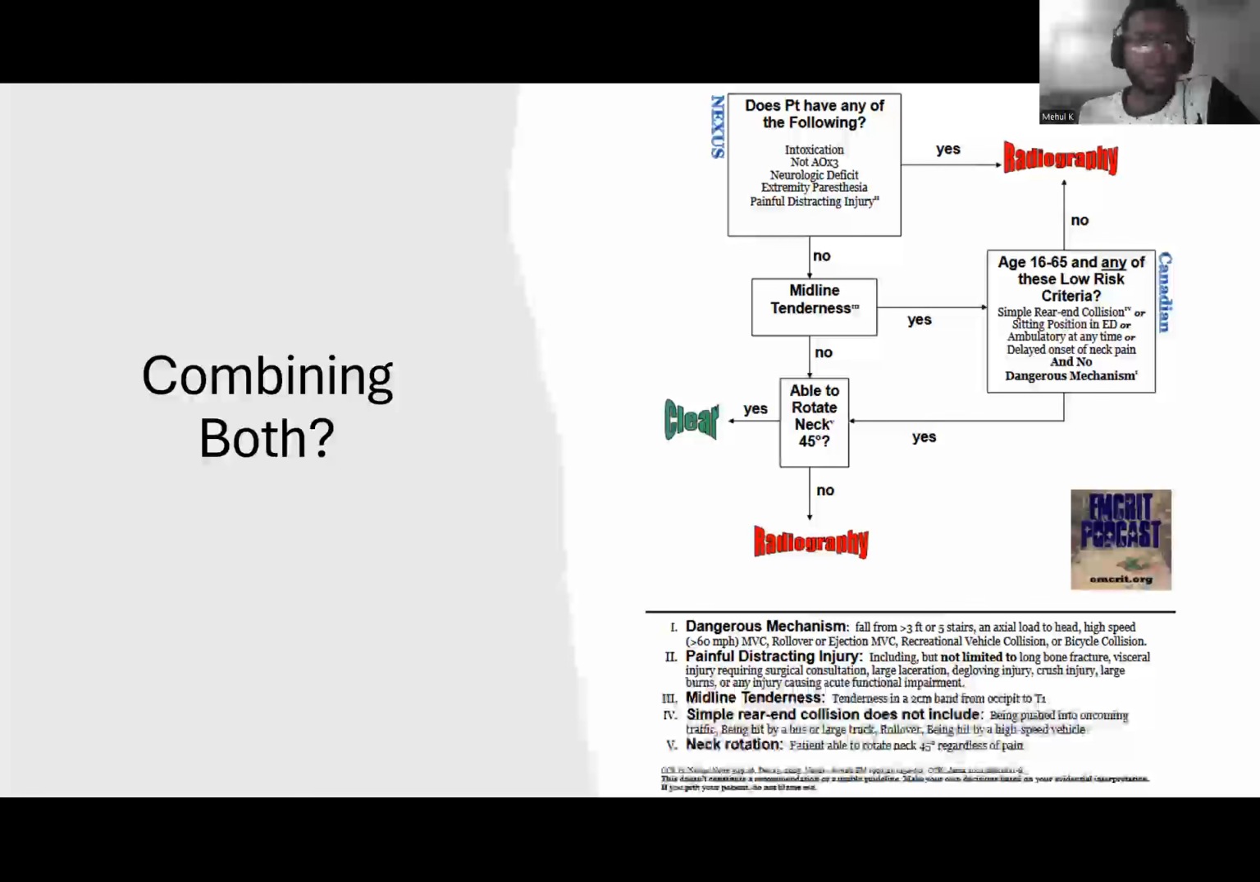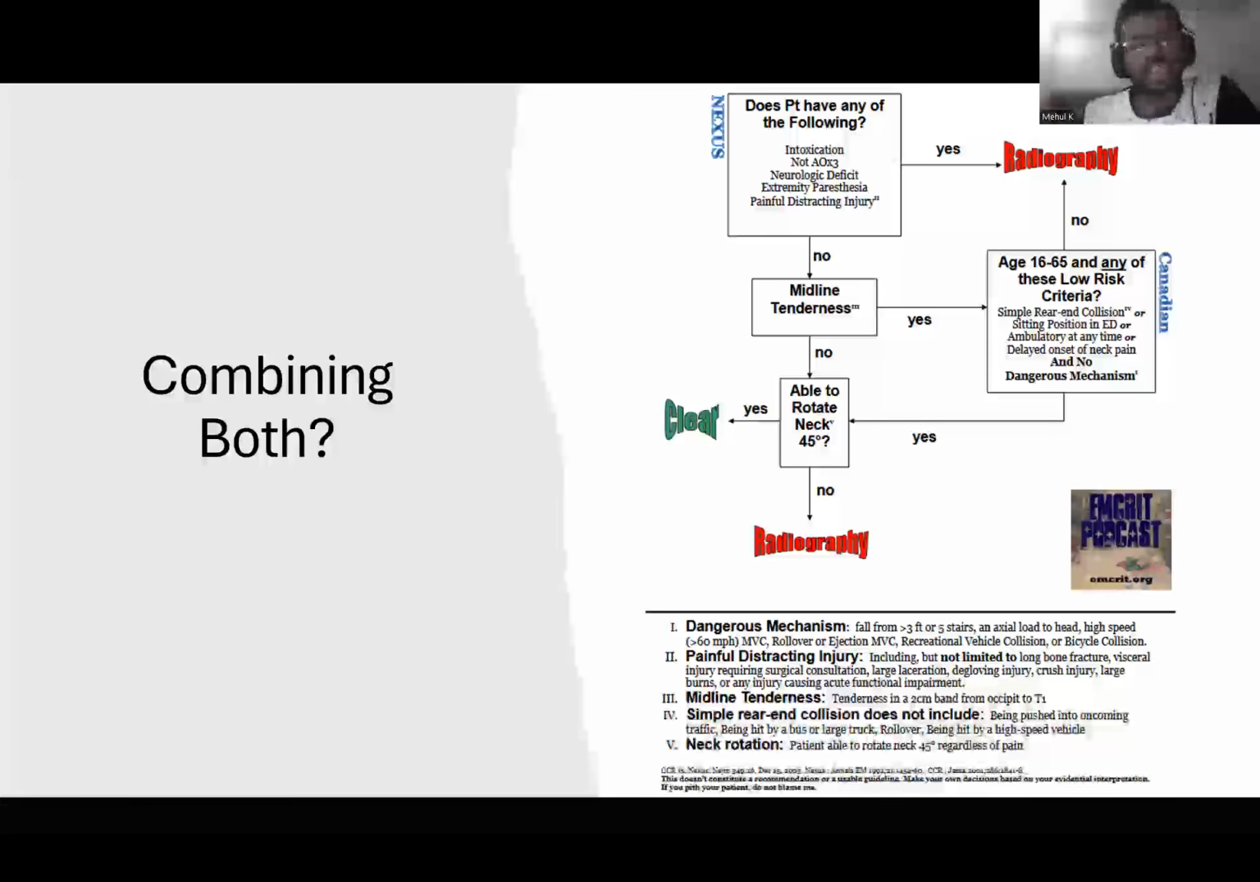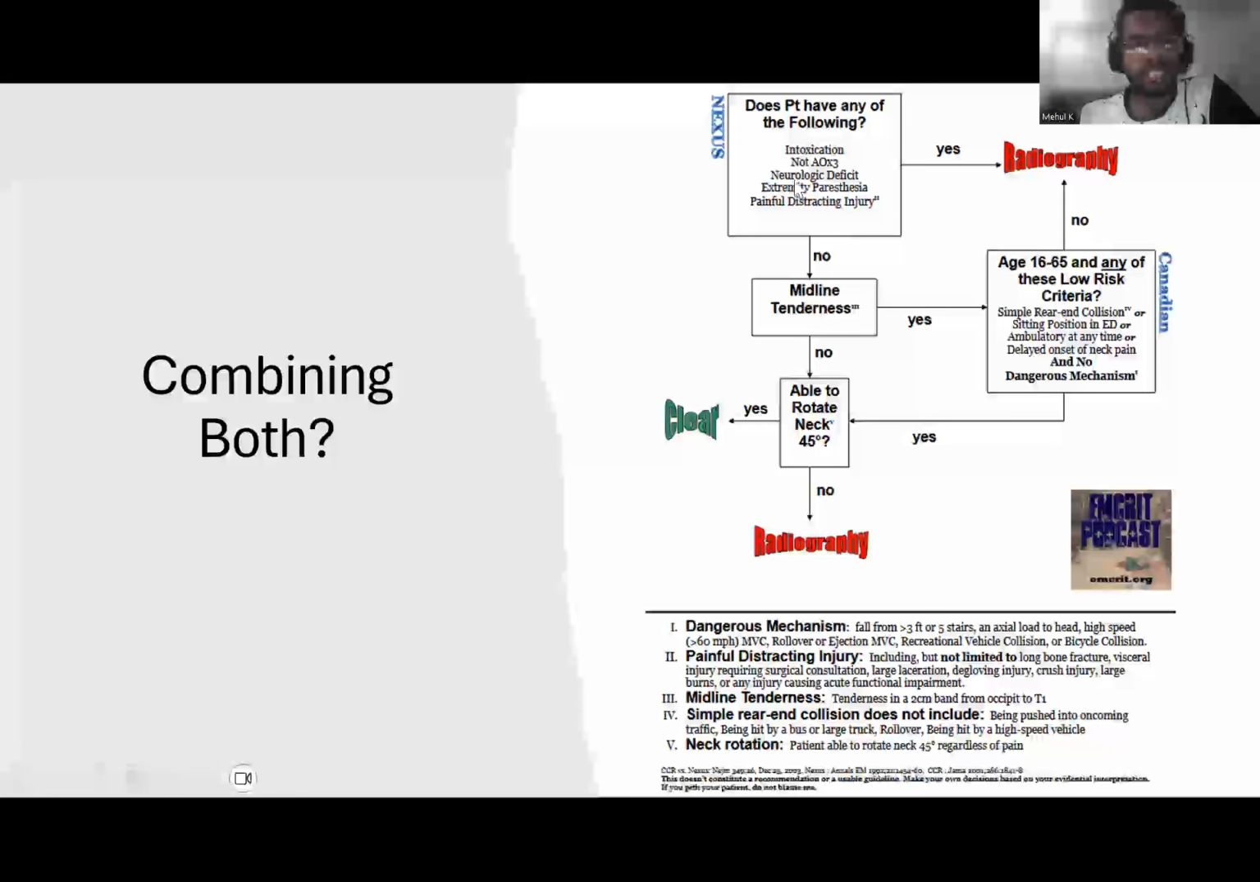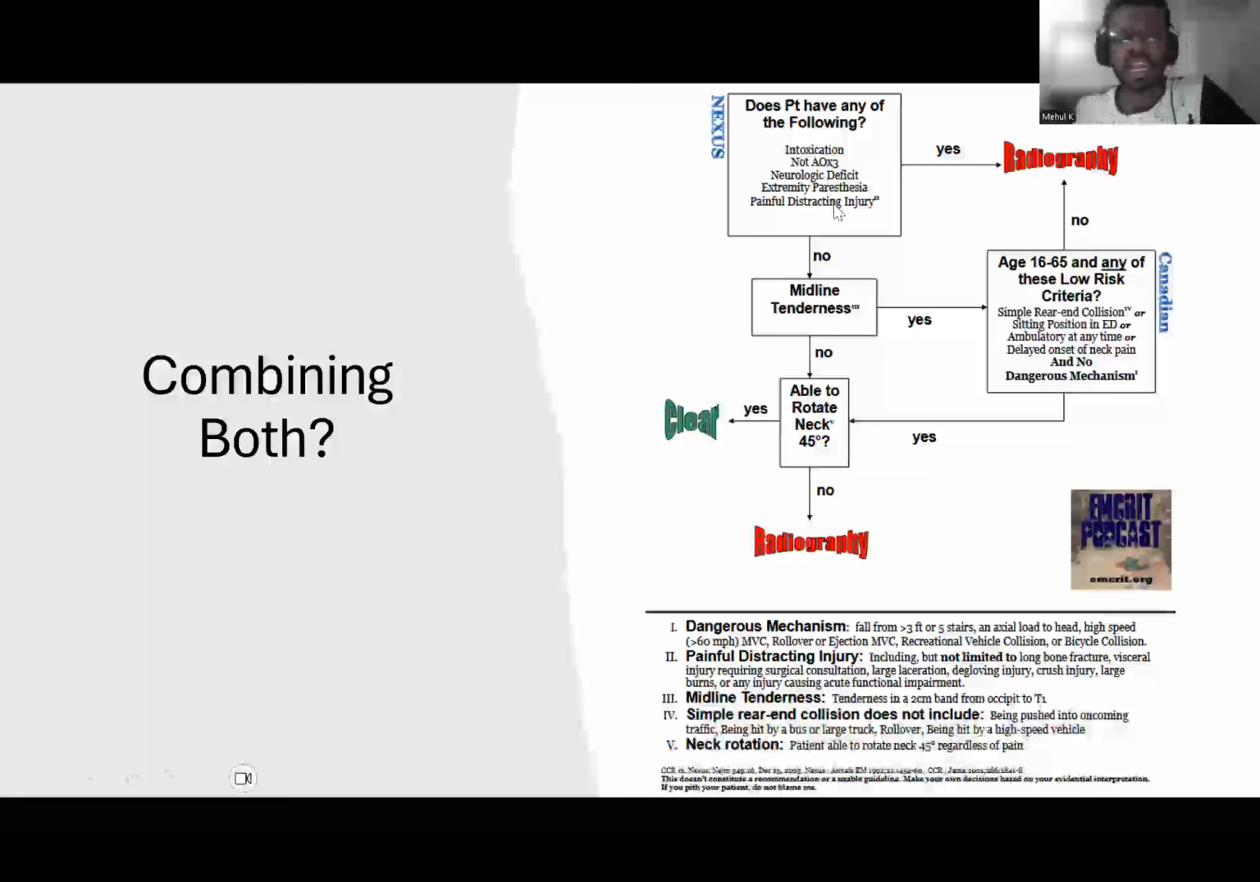If any of the four are present, so intoxication, not oriented, any neurodeficits, or painful distracting injuries, then he will image, and he has included the paresthesias as well here. So if any of those are present, then you have to image. There's no question about that, and I don't think people are missing those kinds of things.